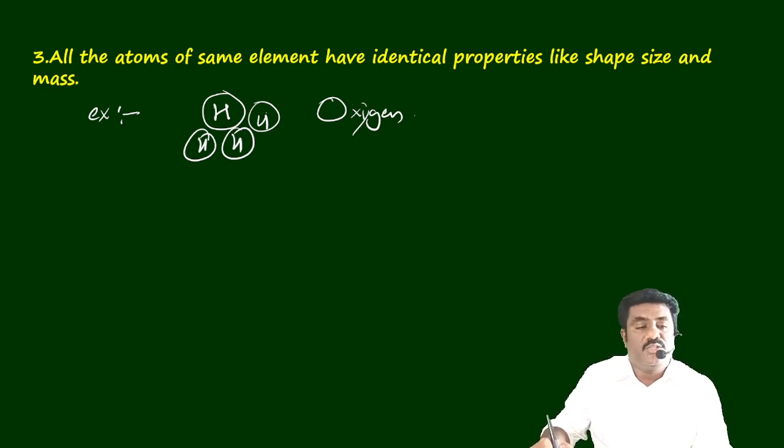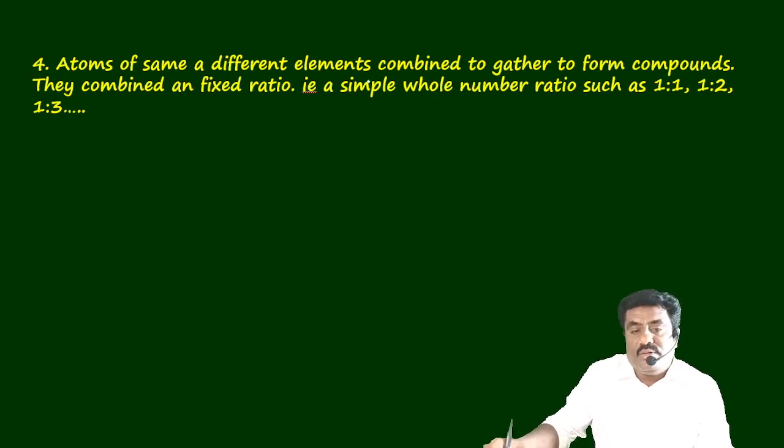Next postulate: atoms of different elements combine together to form compounds. They combine in a fixed ratio, which means a simple whole number ratio such as 1 to 1, 1 to 2, 1 to 3, or 2 to 1.